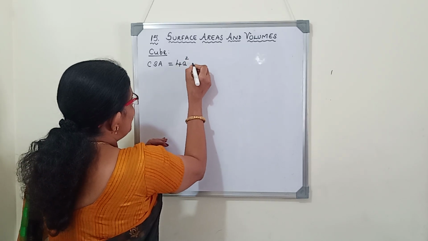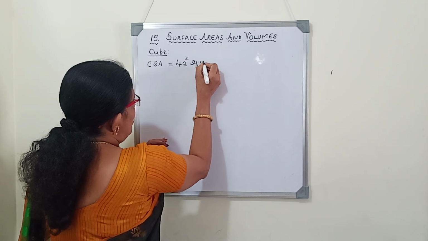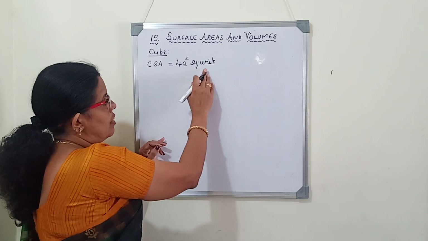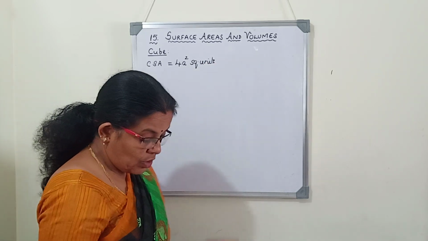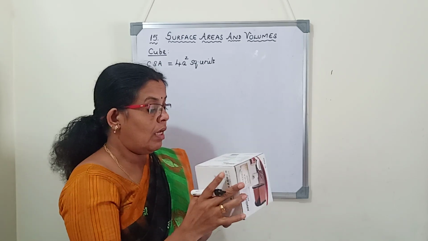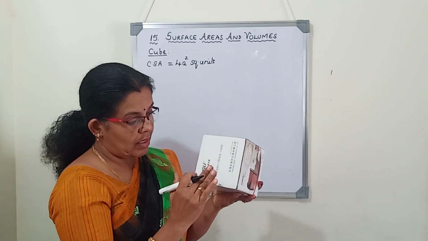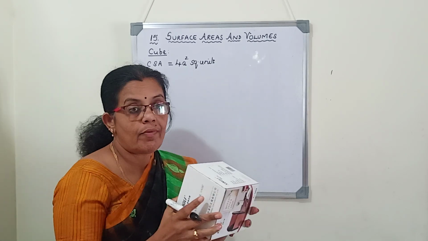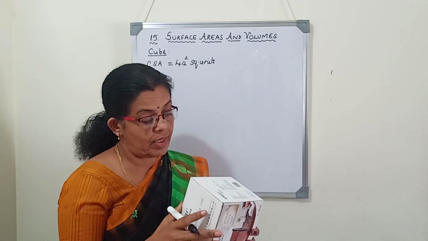4a squared, in square units. If it is centimeter, when you do the sums, it is centimeter squared. If it is meter, we can write meter squared. As we have 4 curved or lateral surfaces, and the area of a square is a squared, therefore CSA is equal to 4a squared. Now we will see what is total surface area.